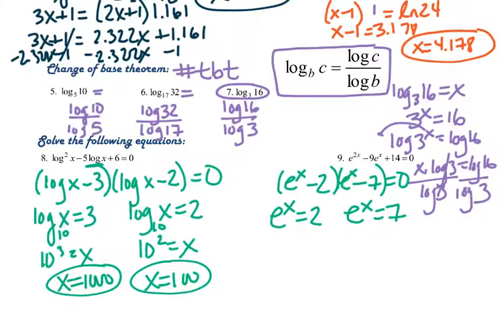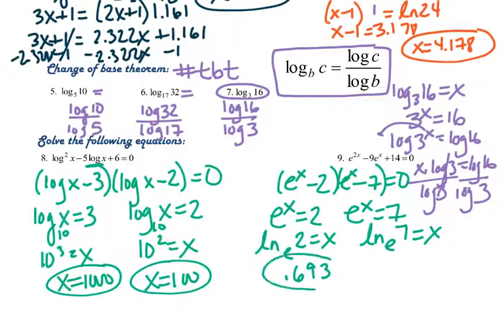It's easiest, I think, to rewrite this as a log. It's the log base e of 2 equals x. The log base e of 7 equals x. And log base e is natural log. So all I have to do is type in the natural log of 2, which is 0.693, and the natural log of 7, which is 1.946.